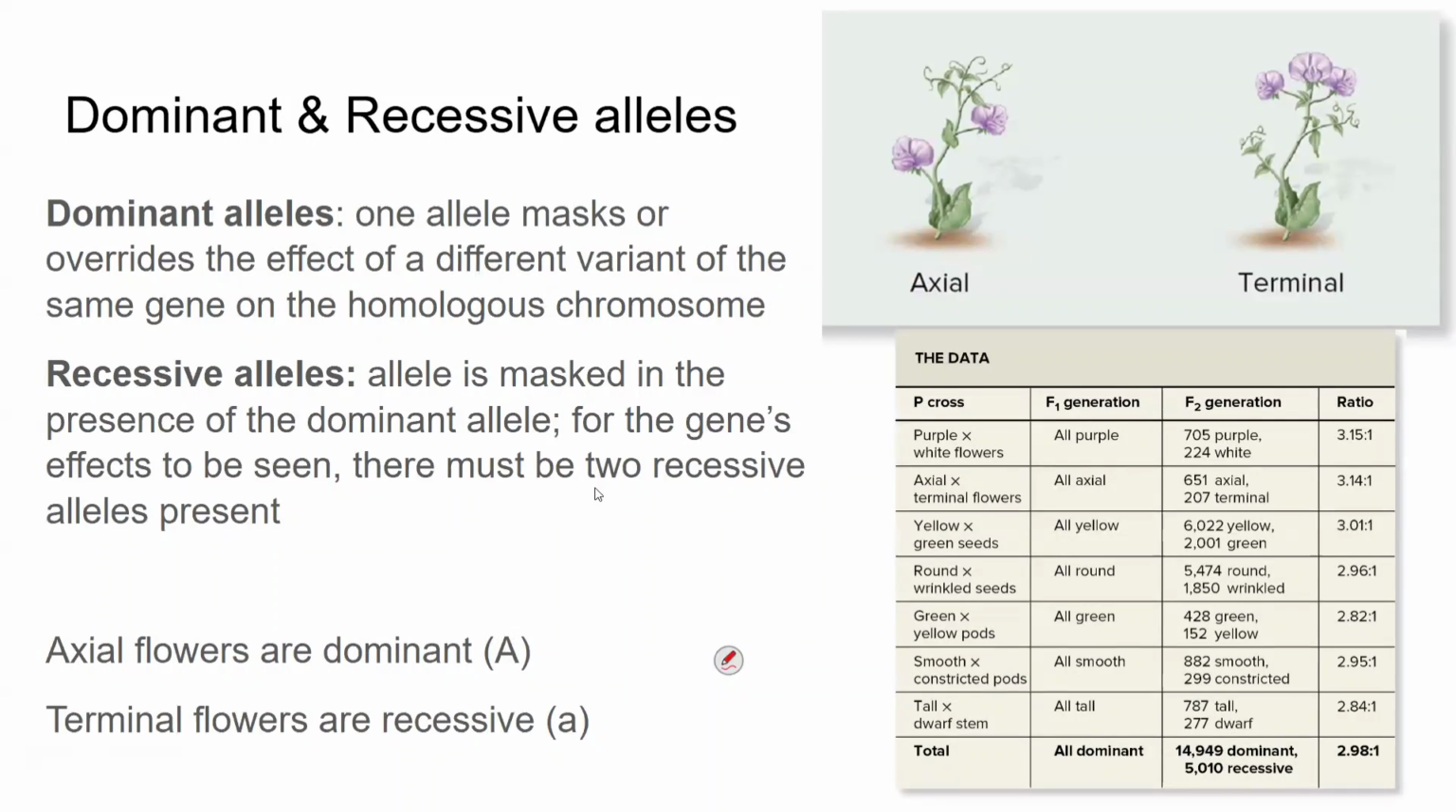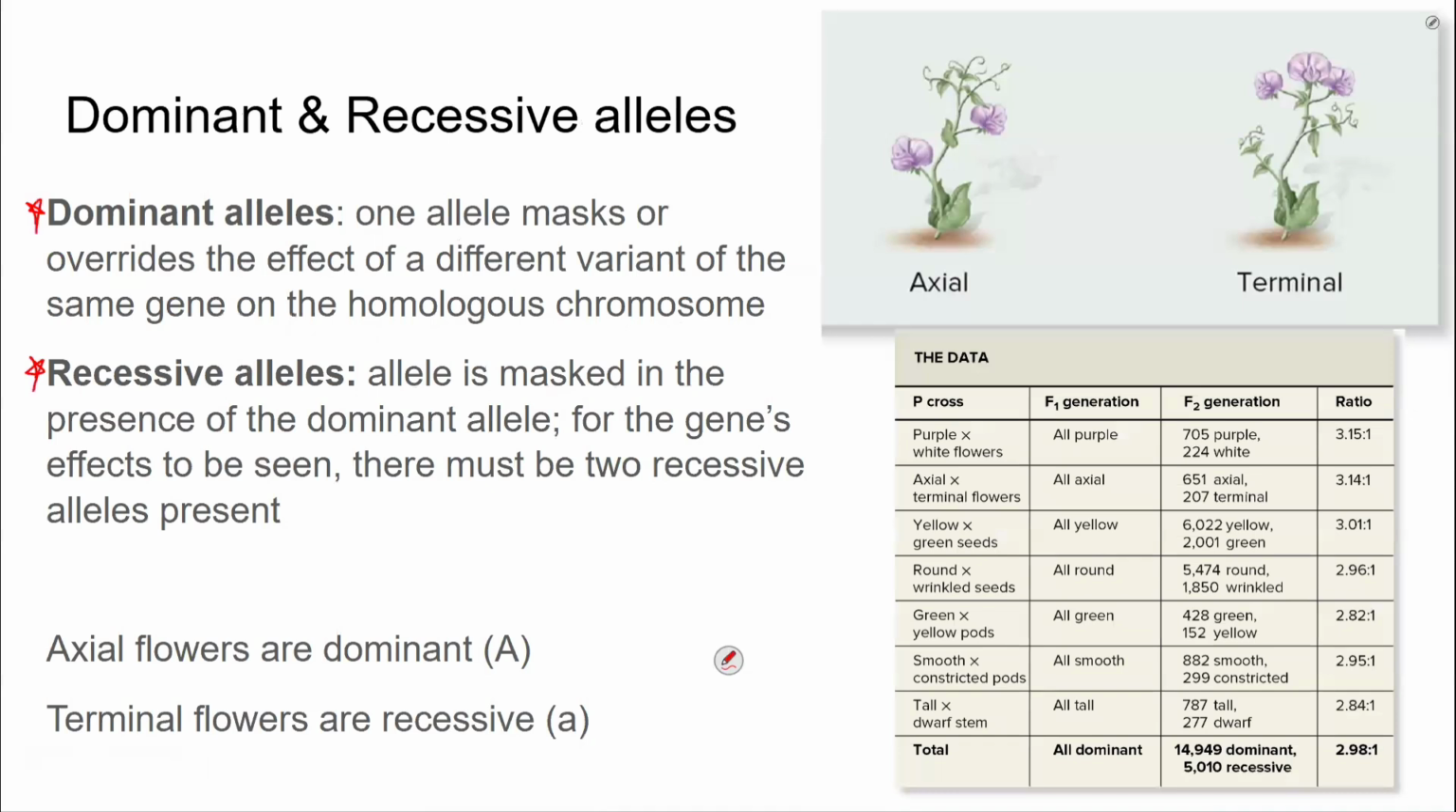Let's talk a little bit more and define these terms: dominant allele and recessive allele. The dominant allele is going to mask the presence of the other version of that gene on the different homologous chromosome. These recessive alleles are going to be the ones that get masked when there's a dominant. So let's link this back to having axial flowers.